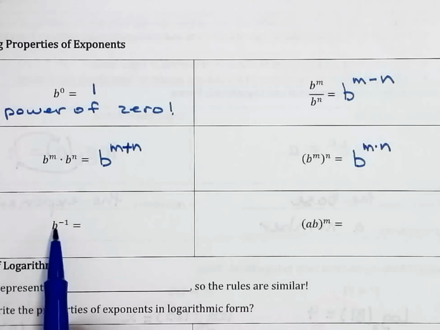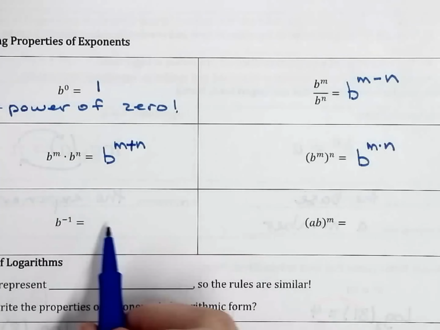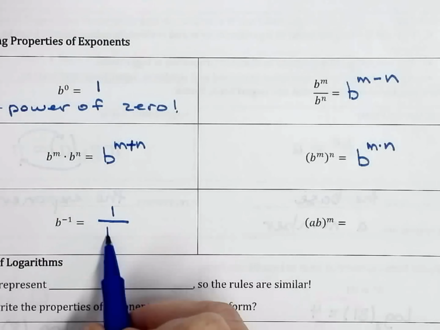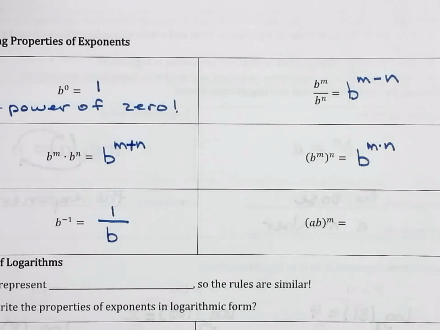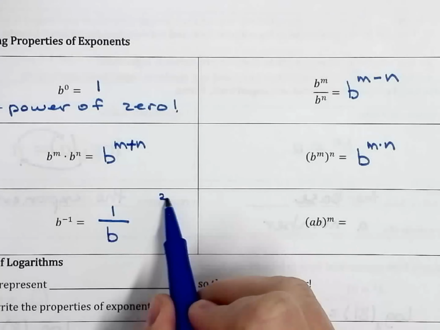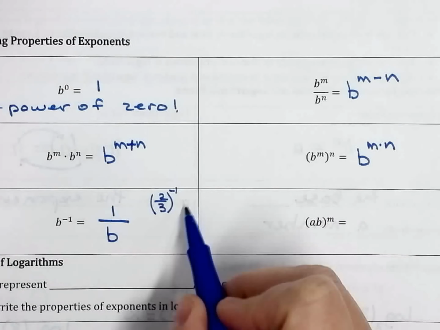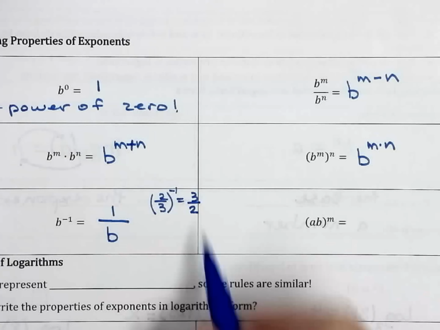Now, negative exponent means reciprocal. So if this was just a whole number, that's going to end up being in the denominator. So if you have a fraction, let's say 2/3 raised to the power of -1, the reciprocal of that is just 3/2.